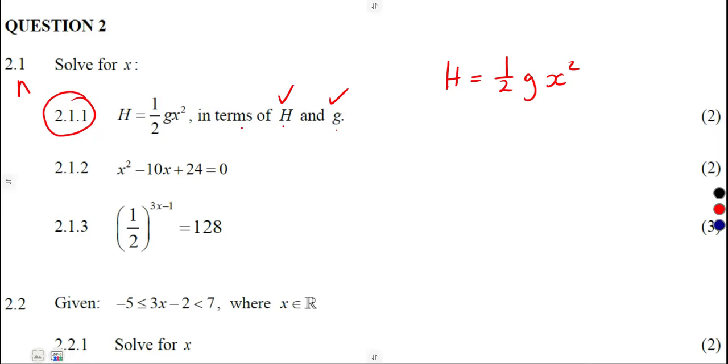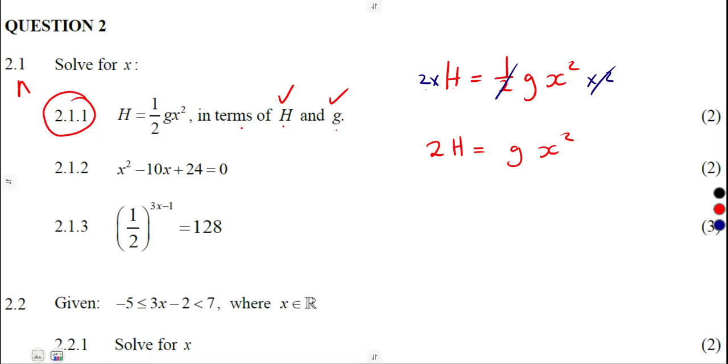So what can we do? Let's start with the half that we are seeing there. How can we get rid of that 1 over 2? We can multiply by 2, the reciprocal of a half, which is 2. So half of 2 was going to cancel. So we're going to have g x squared is equal to 2 times h, which is 2h.